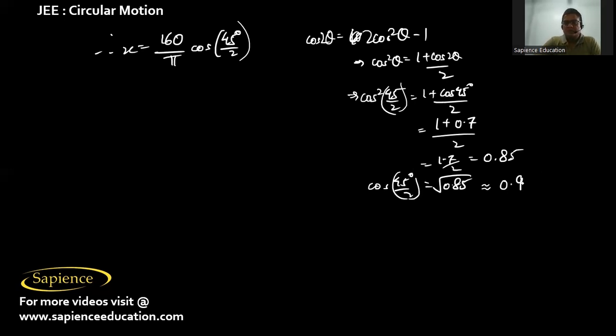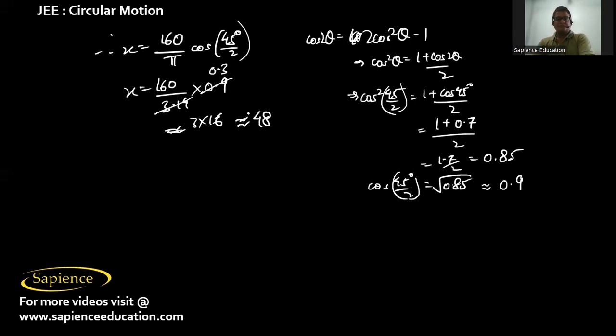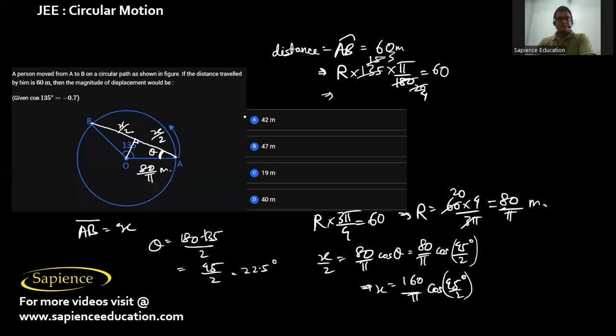Since 0.9 square will be 0.81. So x will be equal to 160 divided by pi, that is 3.14, into 0.9 approximately. This approximately we can tell 3 into 16, that is approximately 48. Approximately 48. So we can tell 47 meter approximately.